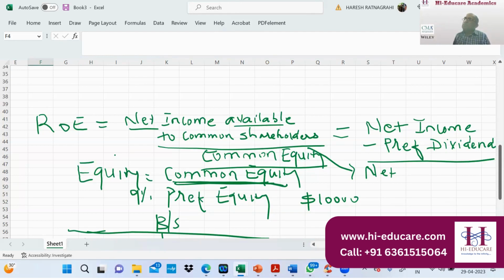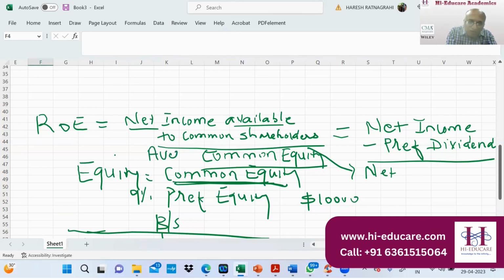Balance sheet is as on a particular date. So all the line items of the balance sheet are static in nature. Static means it is the item as on a particular date, whereas net income is what you earn daily. So can you compare a numerator which is daily versus static common equity? So what we actually do is take average common equity.